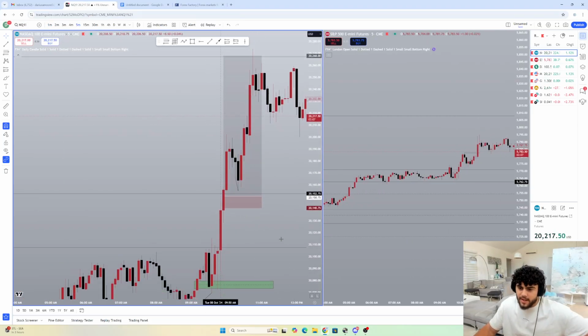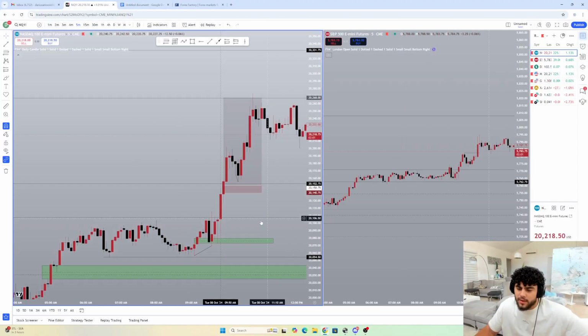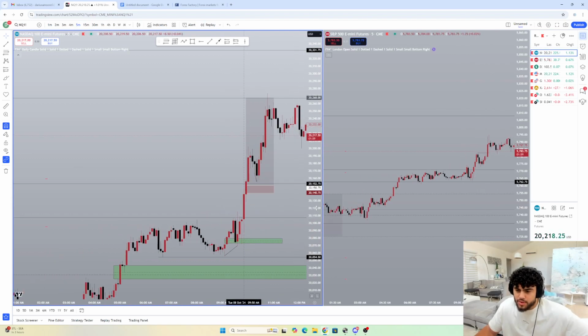So like I said, 5-minute bullish order flow. Now we get to step forward and find an entry based on 5-minute order flow on the 1 minute. So 5-minute order flow is bullish. That means you expect bullish PD arrays to hold. And obviously we see this price leg here with a bunch of imbalances. But as I just said, let me mark this out first.